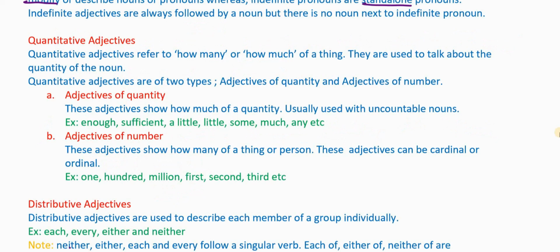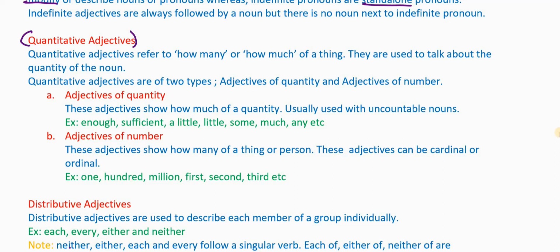Now let us look at the quantitative adjectives. Now the word quantitative refers to quantity. So these adjectives are used to describe the quantity of the noun or a pronoun. Look at the definition here.